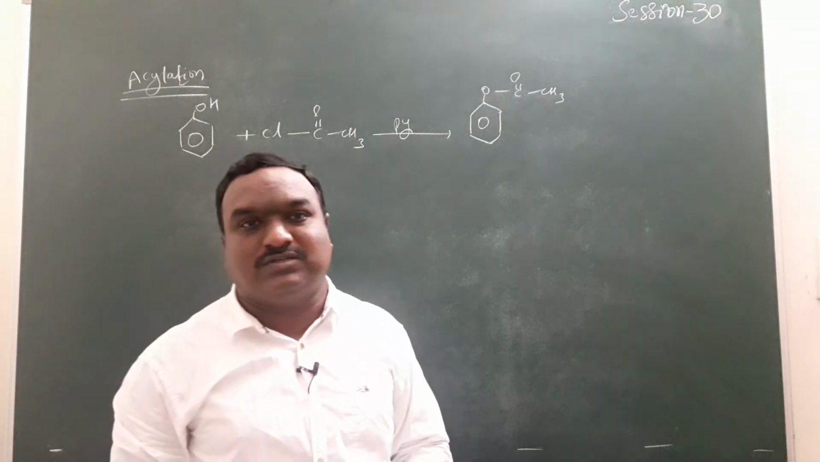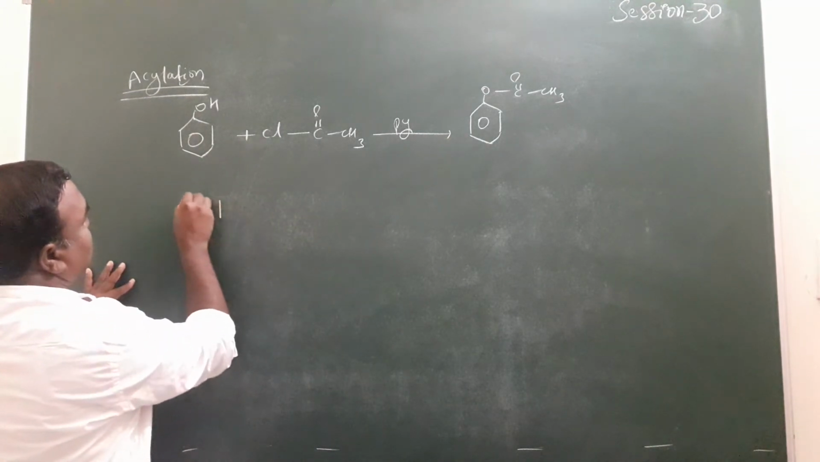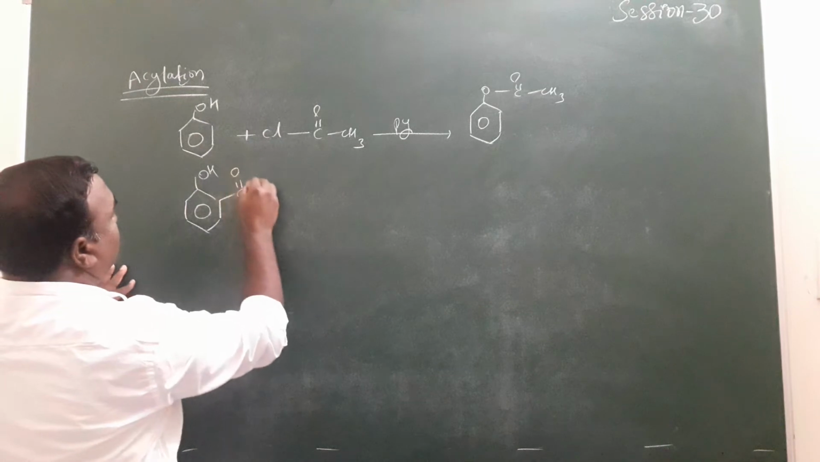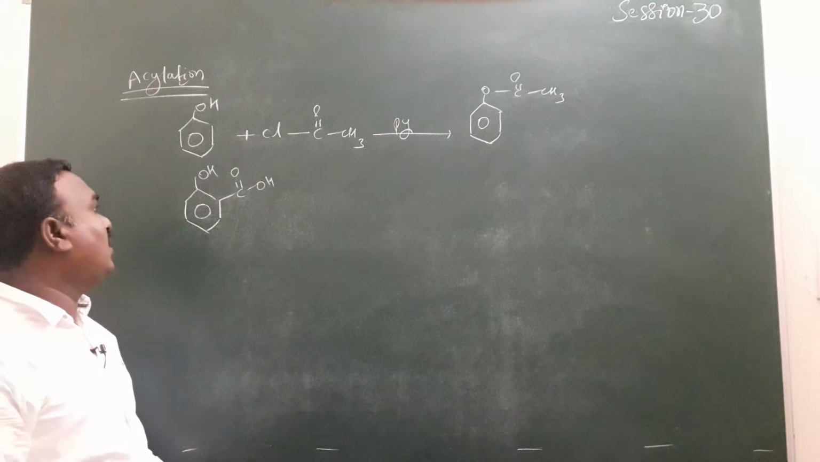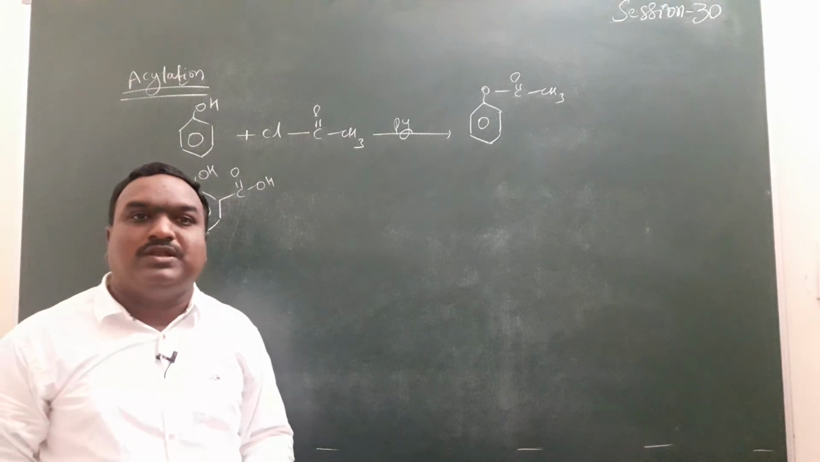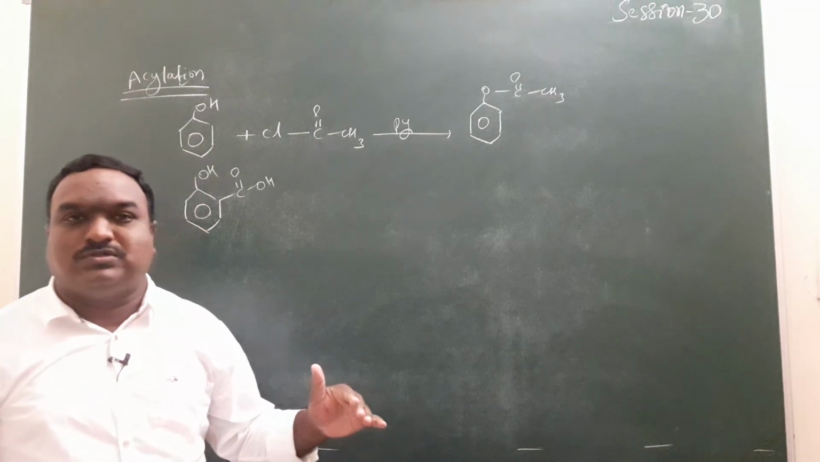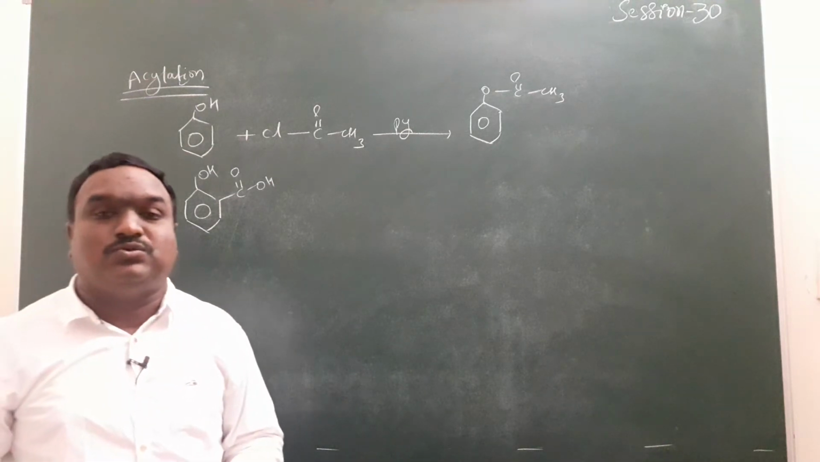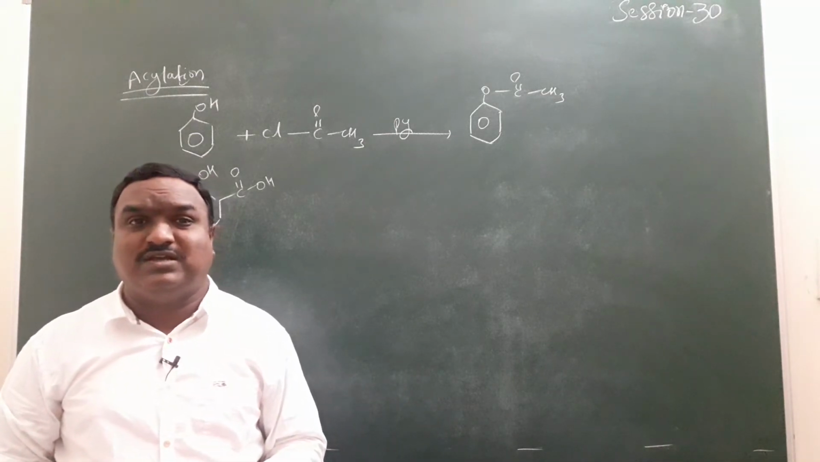For example, salicylic acid is given, with an OH group and a C double bond OH group. It is generally called salicylic acid or orthohydroxybenzoic acid. According to the IUPAC nomenclature rules, the first priority is given to the carboxylic acid. That's why it is called orthohydroxybenzoic acid or salicylic acid.